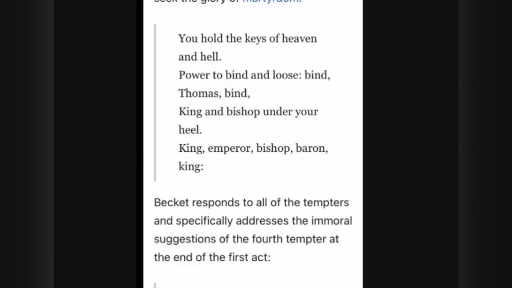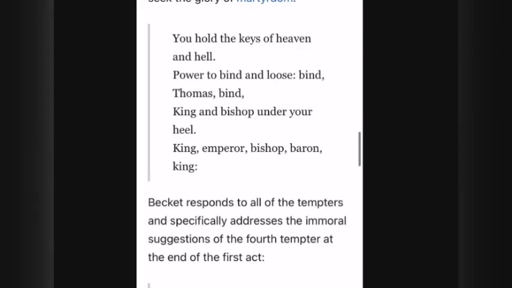Now he said the glory of martyrdom, just be killed for your own cause. You understand? He said, you hold the keys of heaven and hell, power to bind and loose. Bind, Thomas, bind. King and bishop under your heel. King, emperor, king, baron, and king. So this one was like, all right, since you do not want to accept what the other three people have told you, you can just accept to die and you'll be celebrated for the cause you stood by. You understand? People will know that this was what you died for.